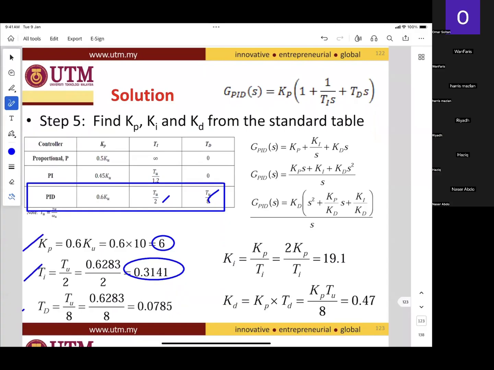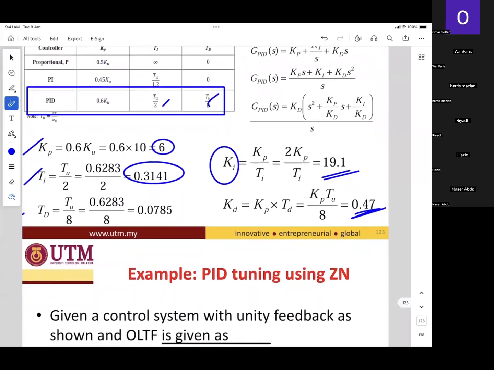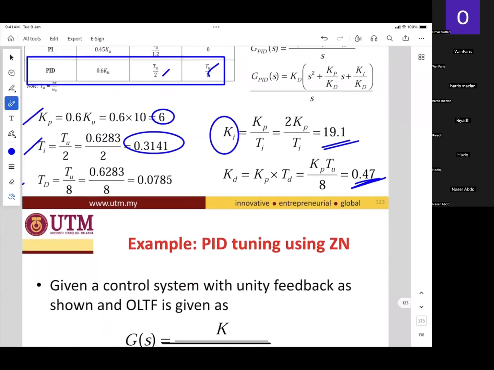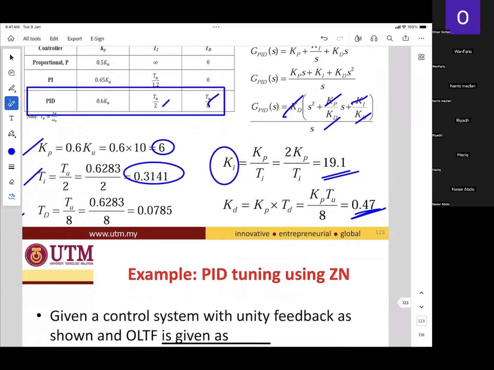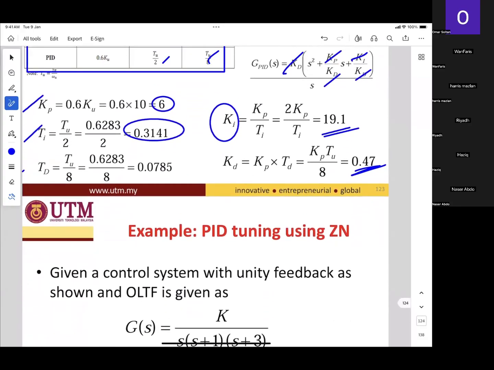So you insert inside here, Ki is equal to Kp divided by Ti, which is 19.1, and Kd is Kp multiplied by Td, which is 0.47. So you insert inside, you can put inside here Kp, Ki, Kd. Then you will get the PID transfer function. Okay.